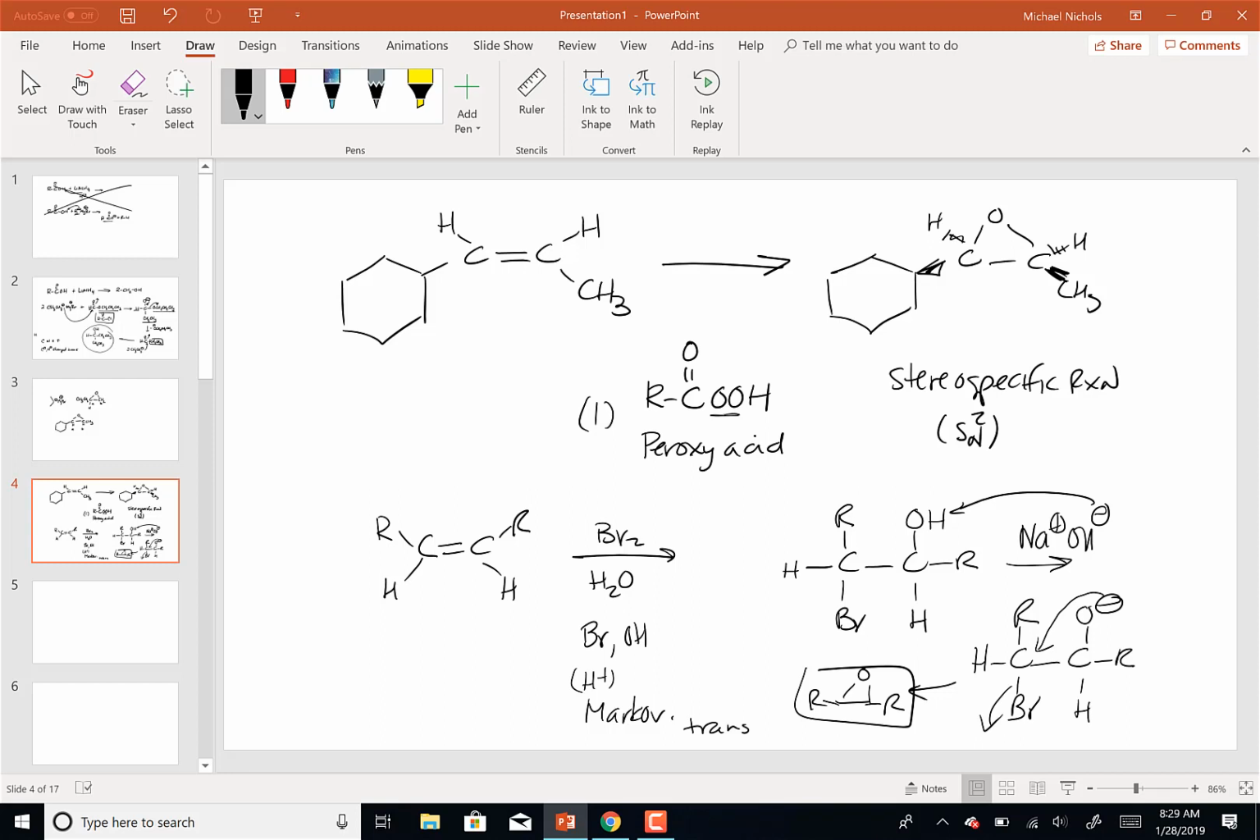So that's how it's going to go. So those are the two methods. The first is peroxyacid, one step. Second reaction would be to add Br2 and H2O, followed by a hydroxide. Is there a preference? Yeah, peroxyacid. That would be my preference because it's one step.